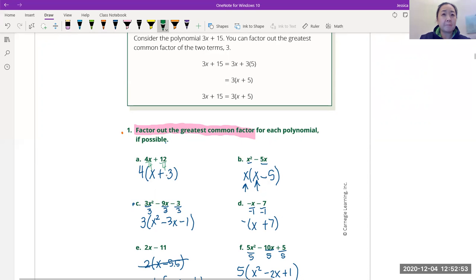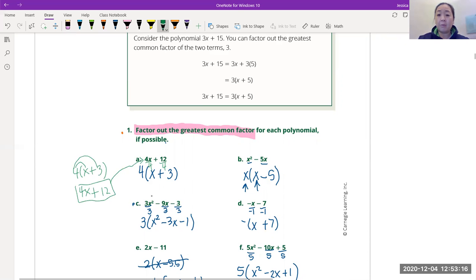times x plus 3. And now if you were to multiply this back out again, we're going to distribute the 4. So 4 times x is 4x plus 4 times 3, which is 12. Notice that this answer that we get is exactly the same as our original expression, right? So that's what we want. We know then we did it right.